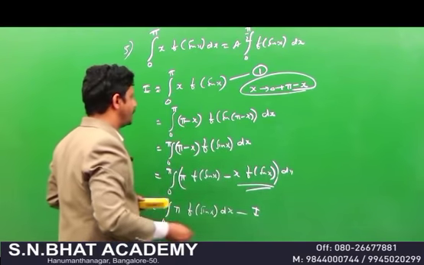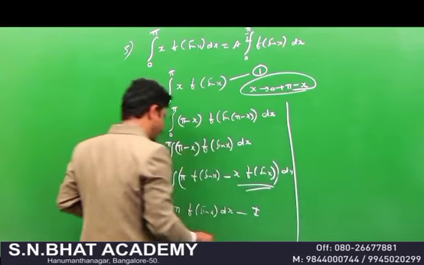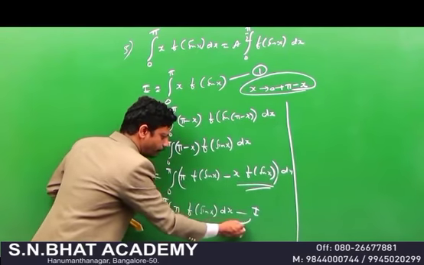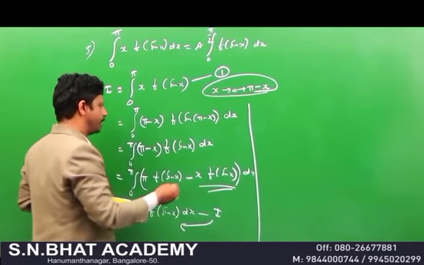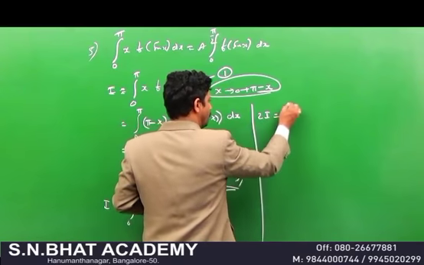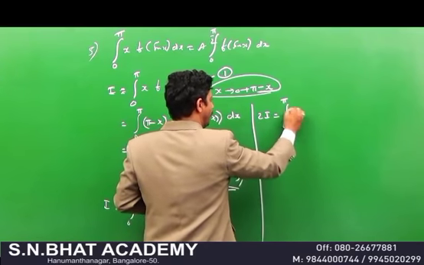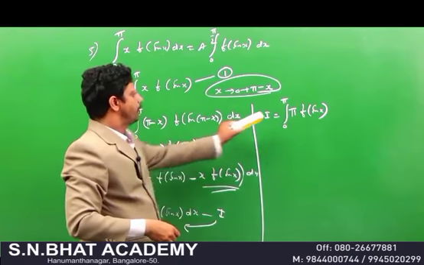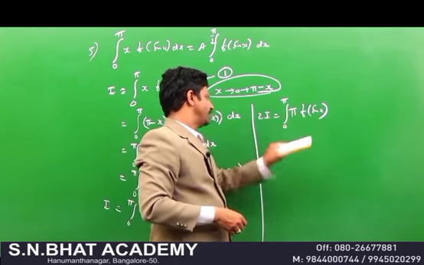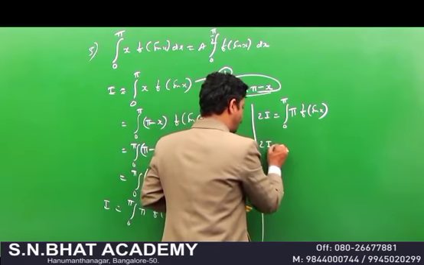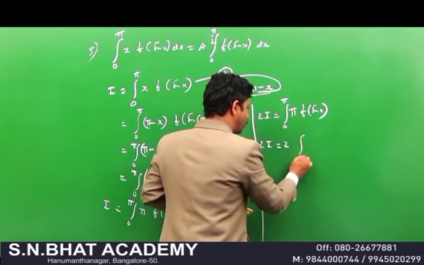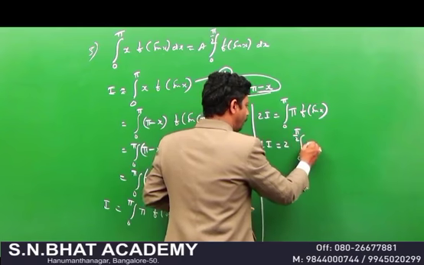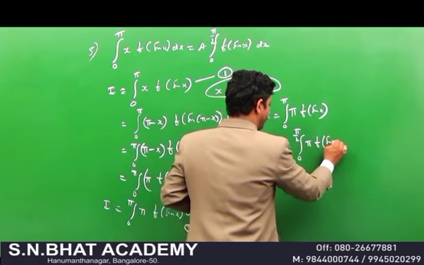Shift that I to LHS. Shifting, you get 2I equal to integral 0 to pi of pi times f of sin x. Now observe, sine of pi minus x is sin x. So using a property of definite integrals, this can be written as 2 times integral 0 to pi by 2 of pi f of sin x.